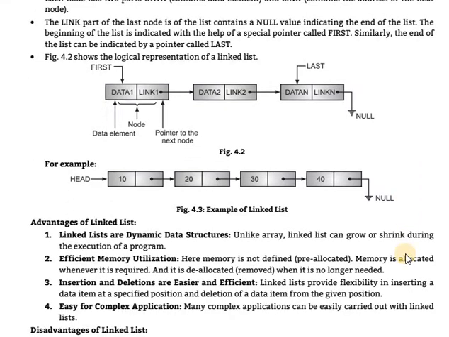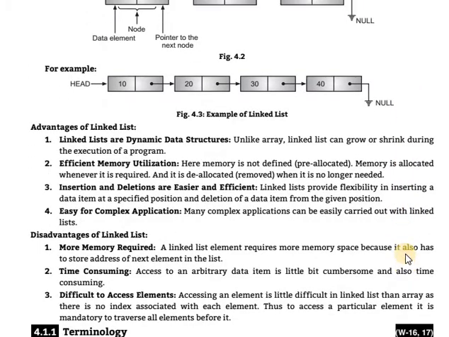Okay, advantages. Which are the advantages and disadvantages of the linked list? First, linked lists are a dynamic data structure. Unlike arrays, linked lists can grow and shrink during the execution of a program. That means that during program execution you can dynamically change the memory allocation, as compared to an array, where it is not possible. So it is called a dynamic data structure. Efficient memory utilization: here the memory size is not defined by pre-allocation.